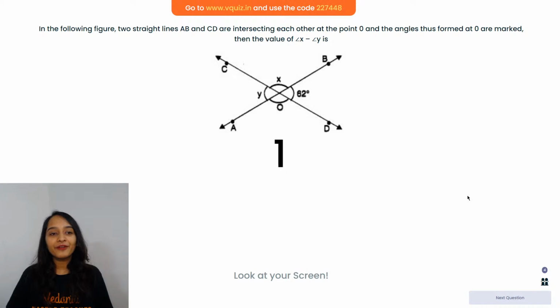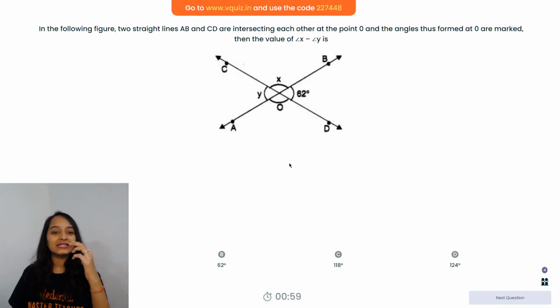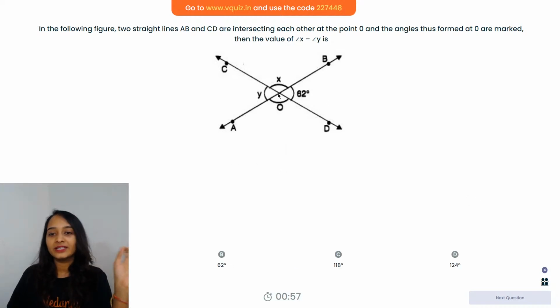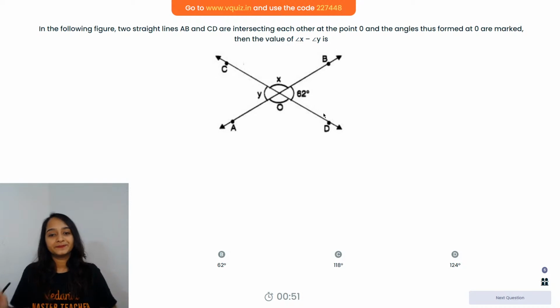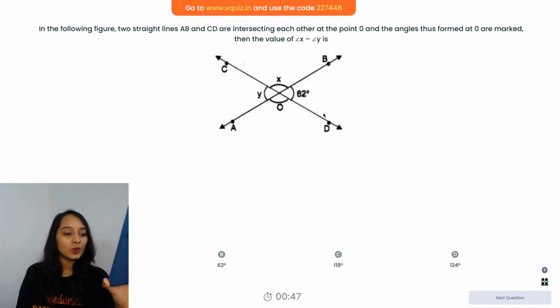In the following figure, two straight lines AB and CD intersect each other at O and the angles thus formed are marked. Find the value of x minus y. I want the value of x minus y.